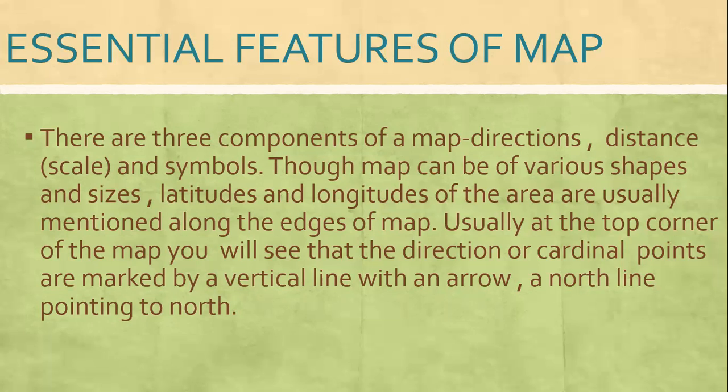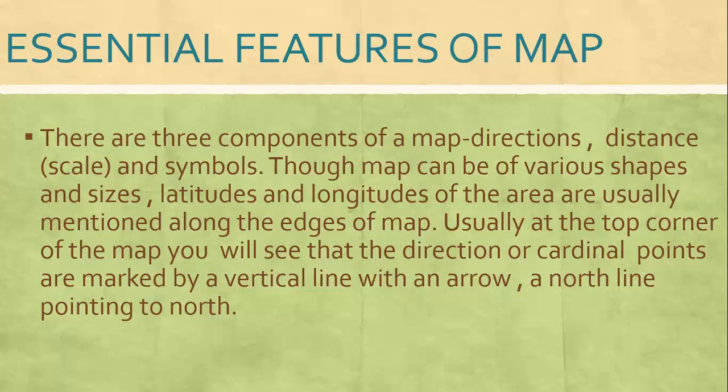Usually at the top corner of the map you will see the direction or cardinal points. It is marked by a vertical line arrow, and another line that is pointed to the north. On that arrow it is written N, which is pointed to the north. Now what do all these things indicate?